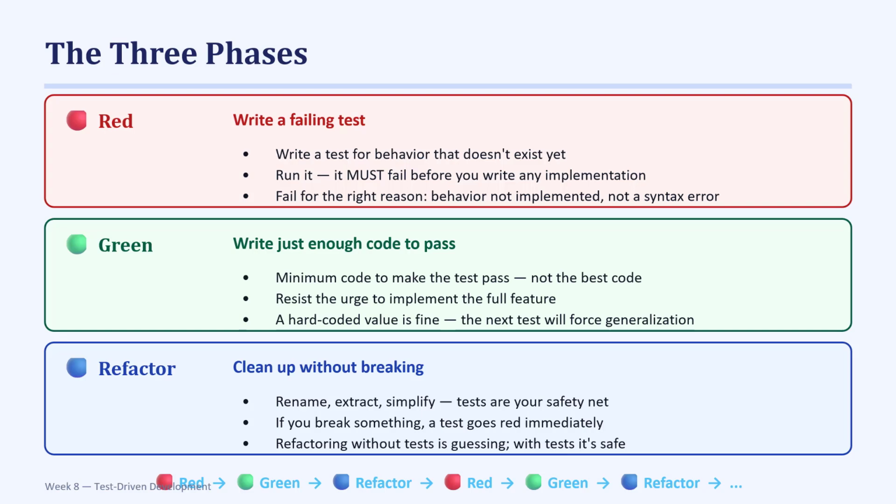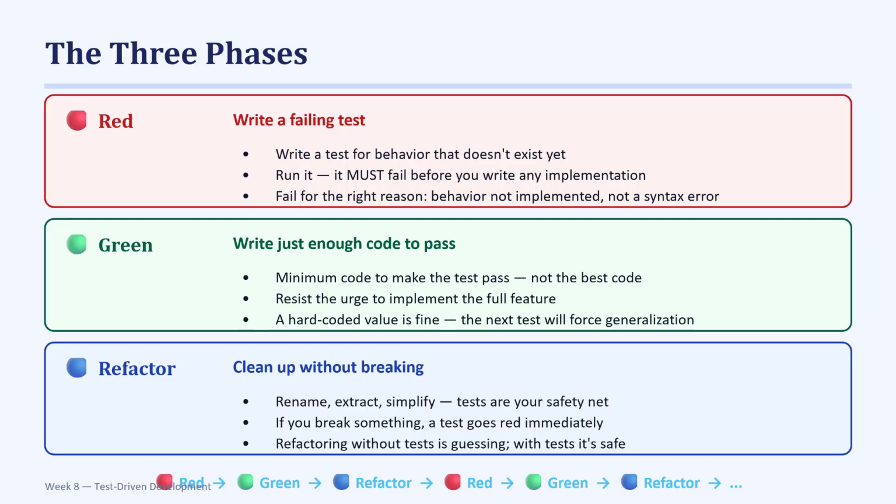Then, green phase. We write just enough code to make that test pass. That minimum necessary. And it's not going to be the best code. It's not going to be a complete feature. It's just enough to get it to go green. And this is really a discipline.